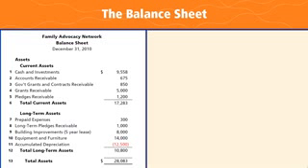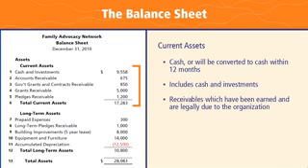The assets section of a balance sheet is organized into two different types of assets, current assets and long-term assets. And we can see here on FAN's example balance sheet, they do in fact have two different sections. Current assets and long-term assets have to do with how liquid an asset is. That is, how easily it can be converted into cash. So current assets are assets that are currently cash or will be converted to cash within the next 12 months.